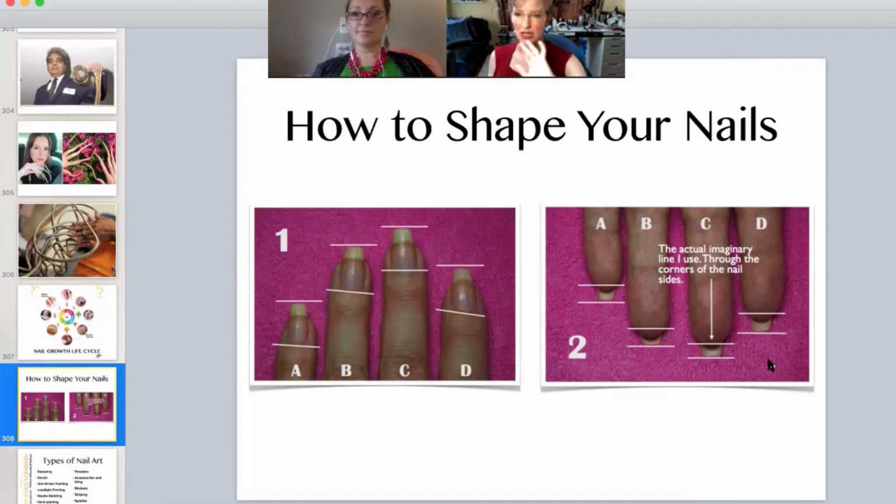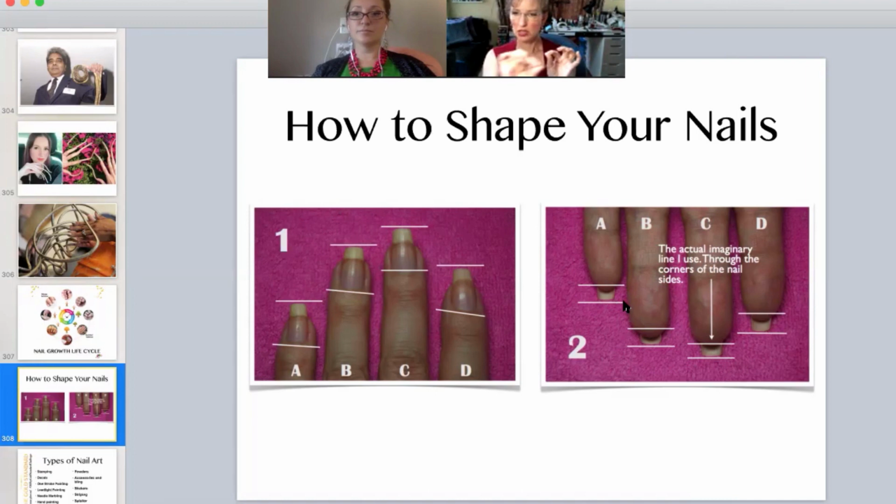In image one, you're going to file them the way you think is straight across. And then you're going to flip your hand over and do these imaginary lines, and it's the top line. So let's look at A. The imaginary line is where you see, it's hard to describe, where the free edge starts in those corners. You're drawing an imaginary line like a ruler. Then at your free edge, the tip, you want that to match.